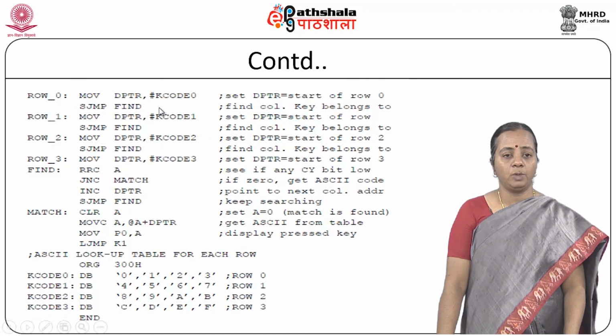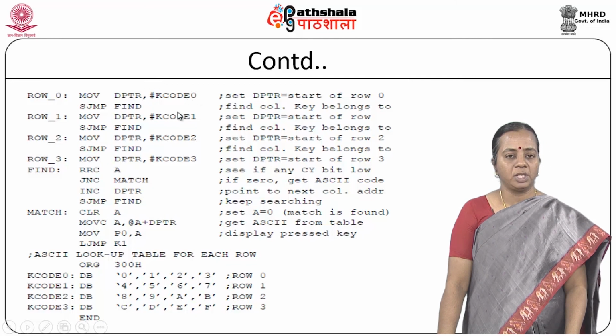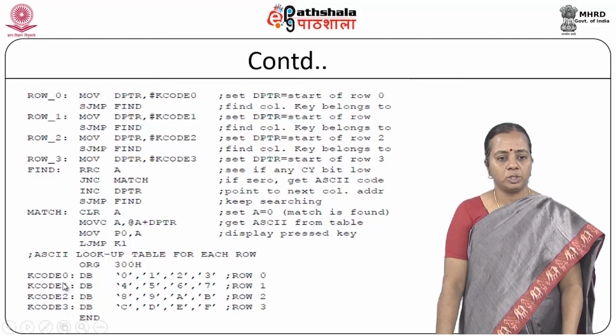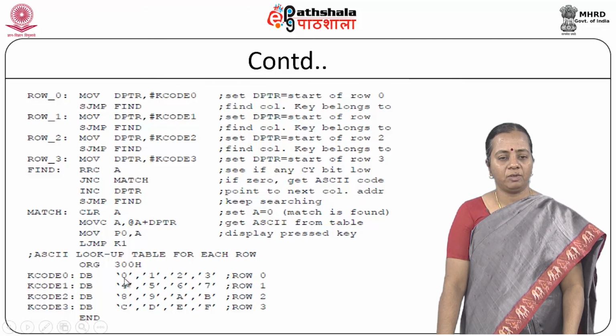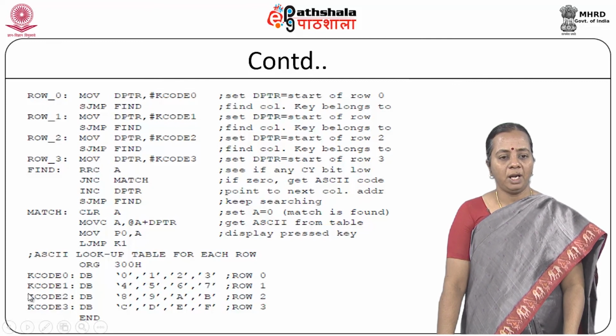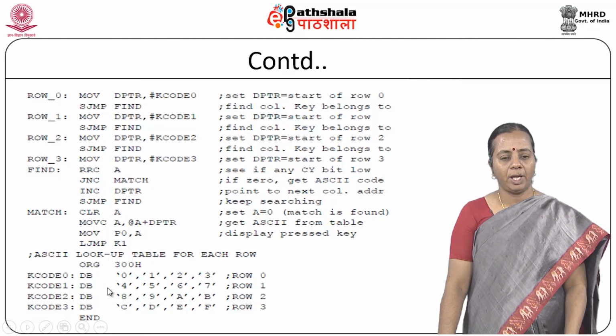Now I have to find out which column is pressed. Because of that, first I will be looking at MOV DPTR, #code 0. So what I am looking at here is, for row 0, I have a memory where the stored data is 0, 1, 2, 3. So 4 keys are stored over there. For row 1, the addresses 4, 5, 6, 7 are stored, and that way all 16 keys are stored with these particular addresses.